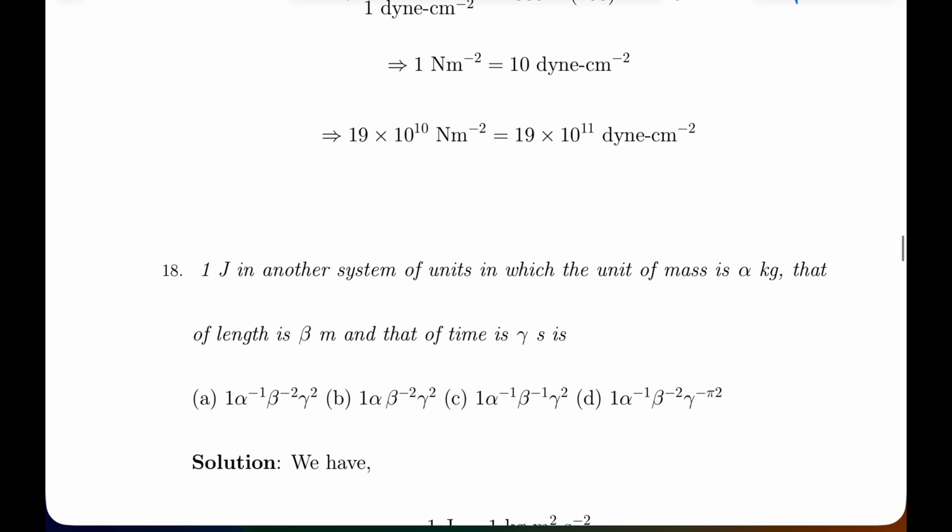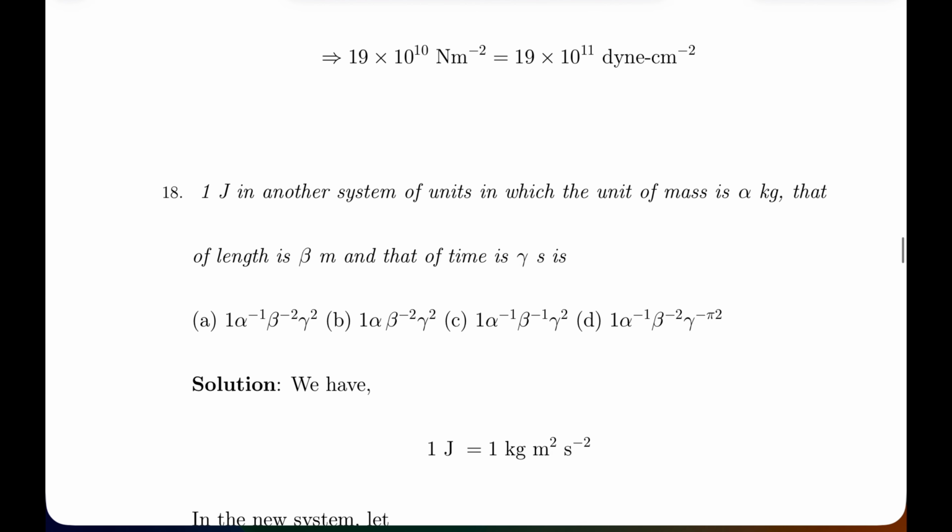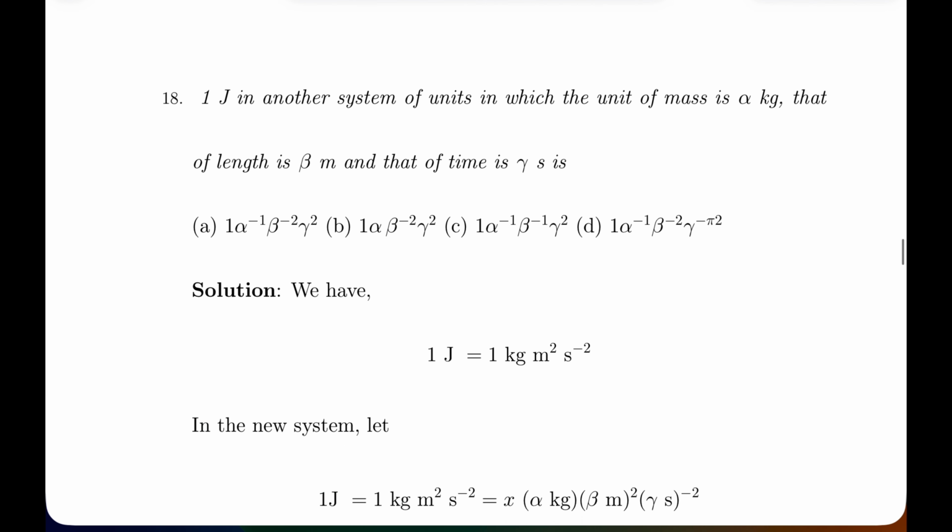And hence 19 into 10 to the power 10 Newton per meter square is 19 into 10 to the power 11. Why 11? Because we have here 1 Newton per meter square is 10 dyne per centimeter square. So 19 into 10 to the power 10 Newton per meter square will be equal to 19 into 10 to the power 11 dyne per centimeter square. Clear? We move on to the next problem.